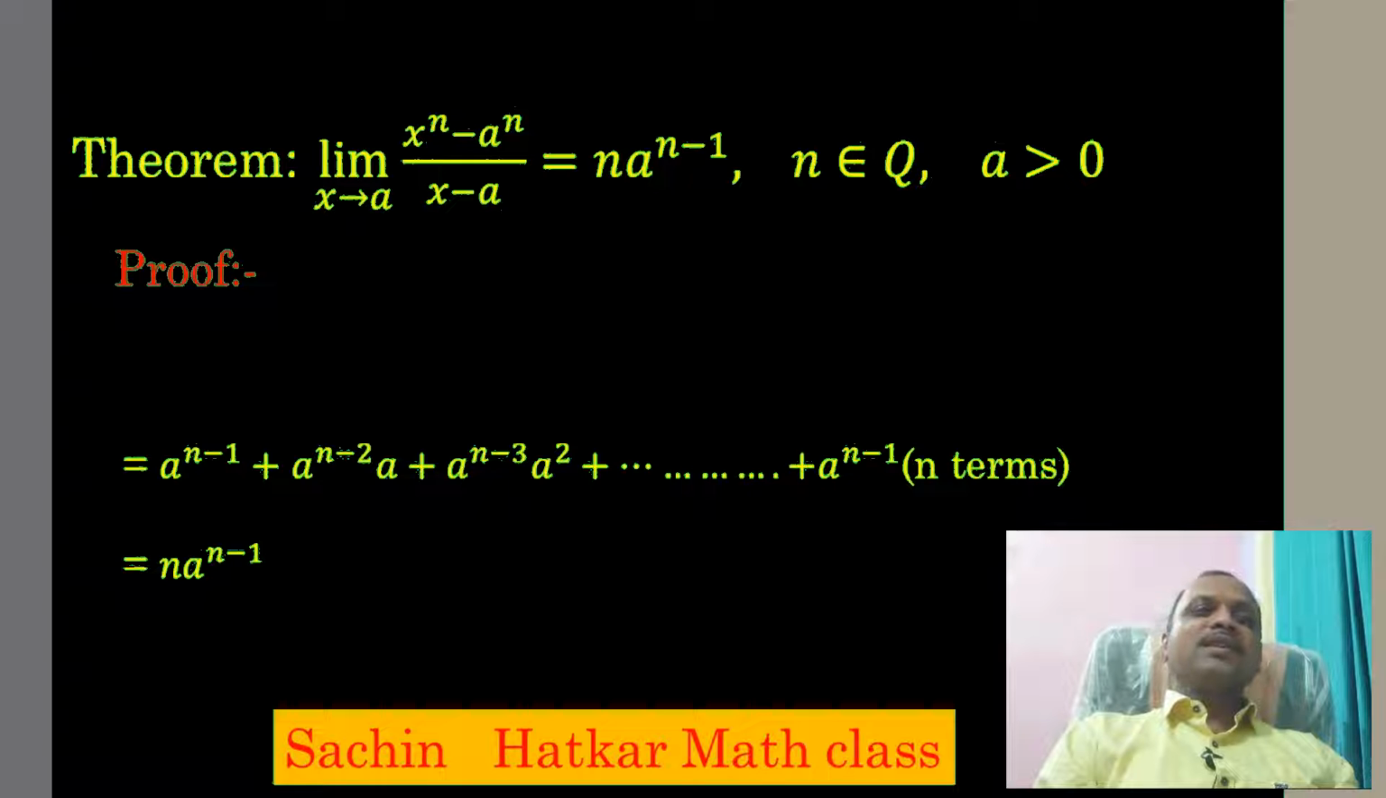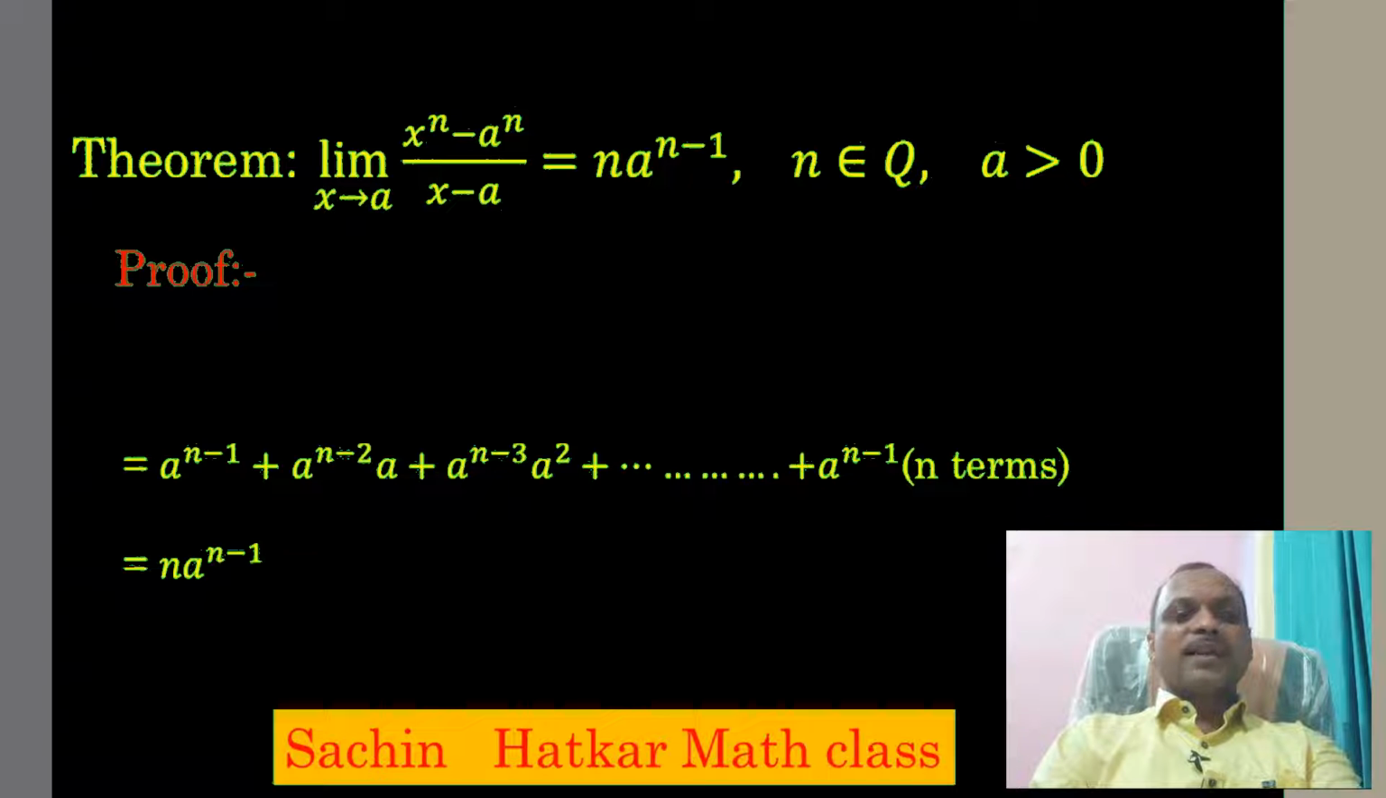In this expression you can see that the degree of every term is n minus 1. So the second term, a raised to n minus 2 into a, has degree n minus 1. There are n such terms, and therefore this limit is n into a raised to n minus 1. So the theorem is proved when n is a positive integer.